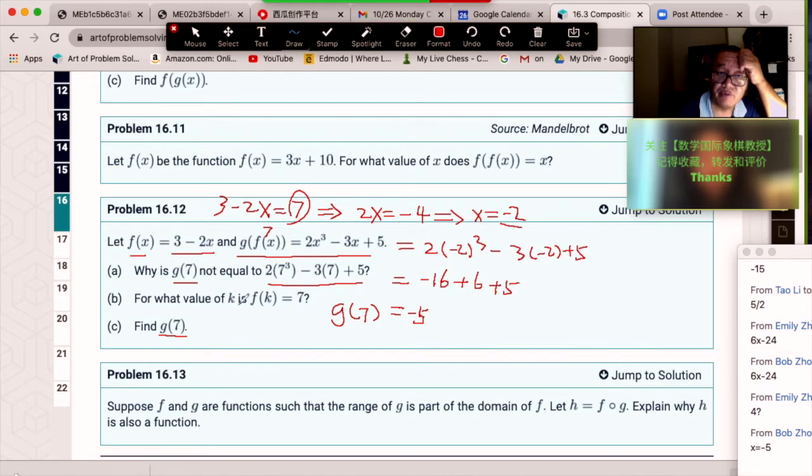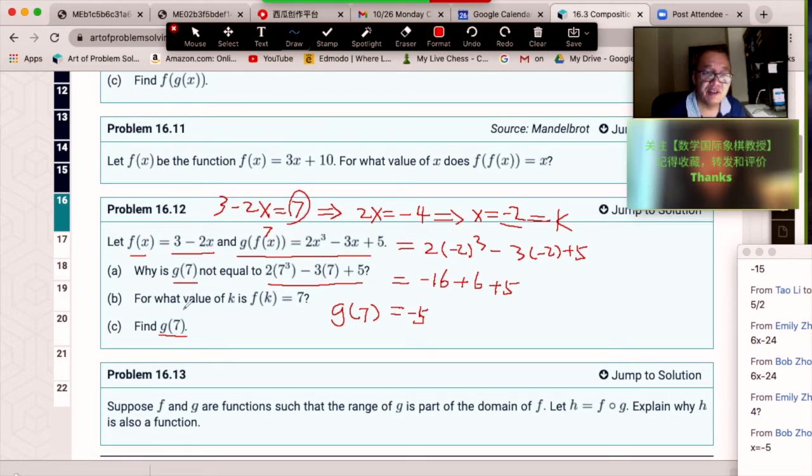Then they ask you to find what is the value of k for f(k) equals 7. f(k) equals 7, that means k here actually is k equals negative 2. Right? When k equals negative 2, 3 minus 2 times negative 2 will equal 7. Right? This one's the correct answer.